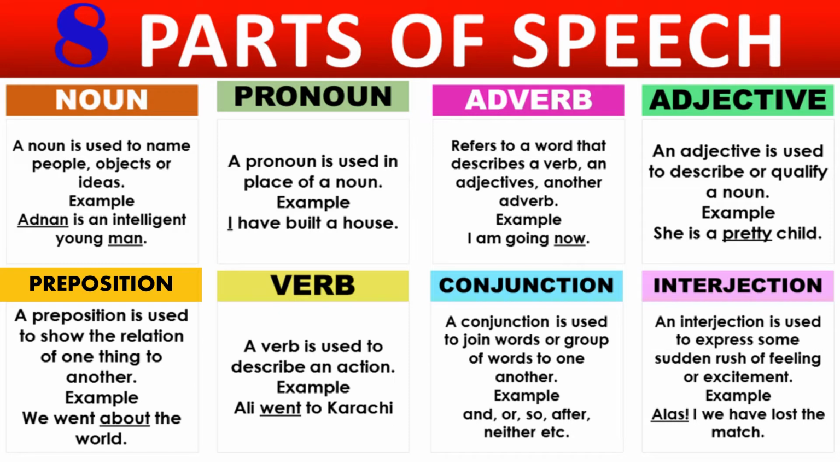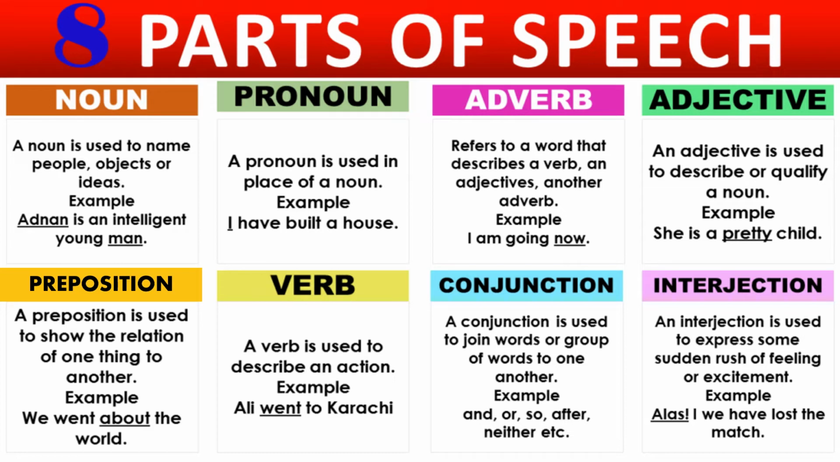Another part of speech is preposition. It is used to show the relation of one thing to another. For example, we went about the world. There are a lot of prepositions and we also have in, on, above, and a lot more. Another part of speech is verb. Verb is used to describe an action. For example, Ali went to Karachi. The verb in the sentence is went because this is the action word.